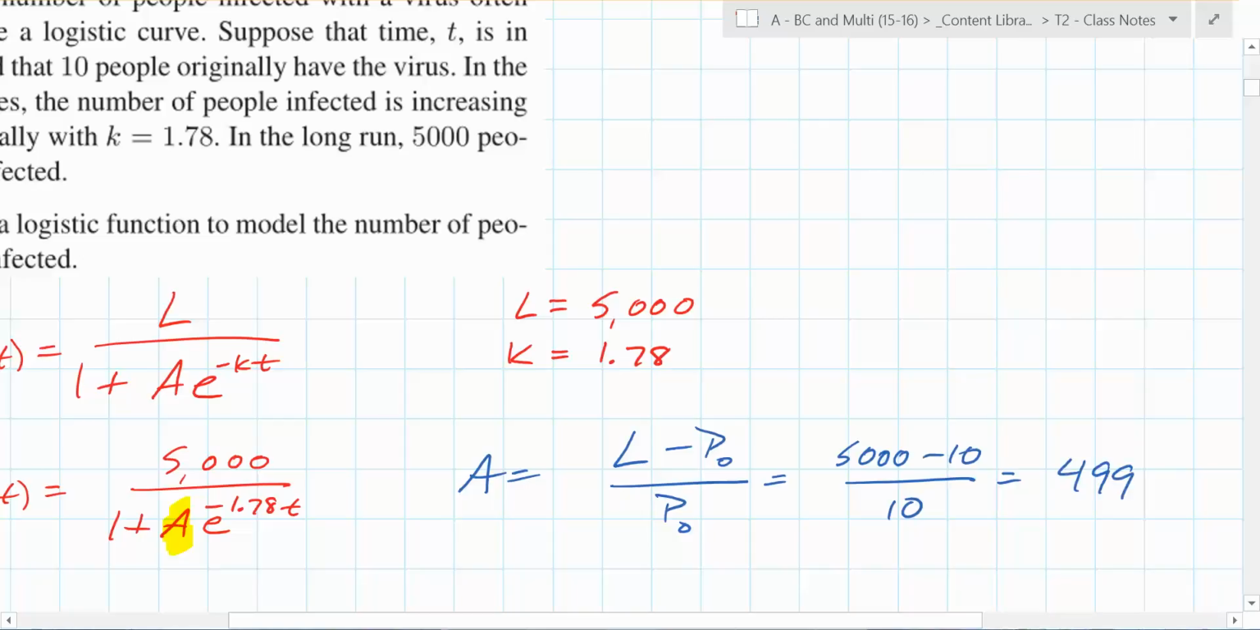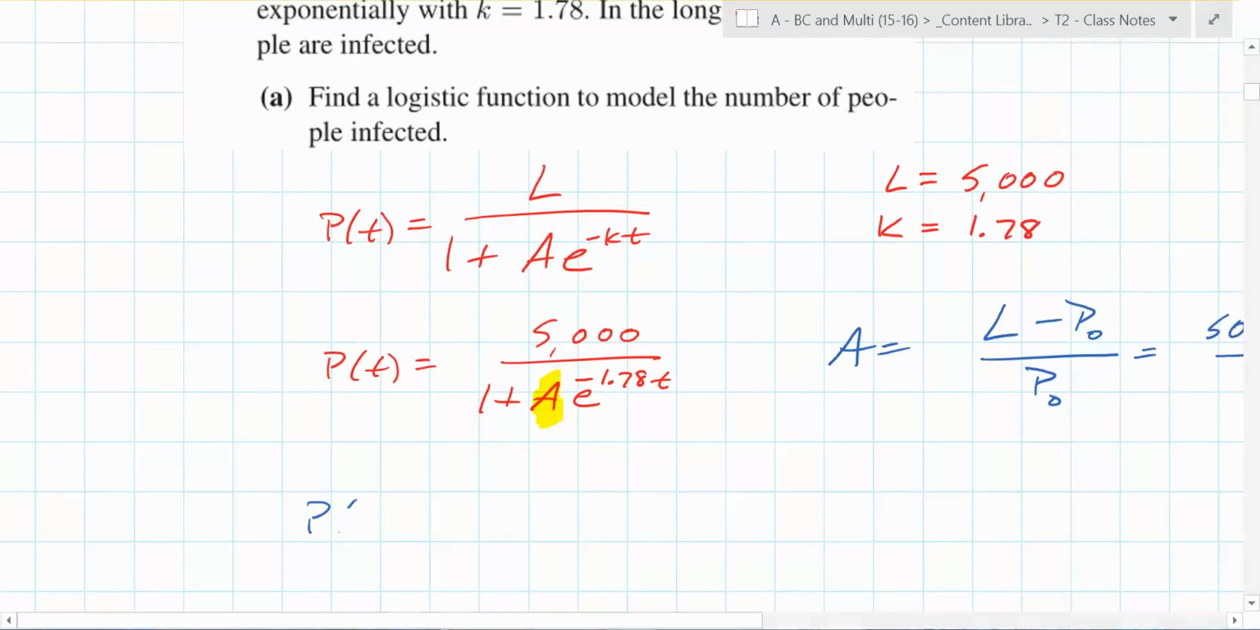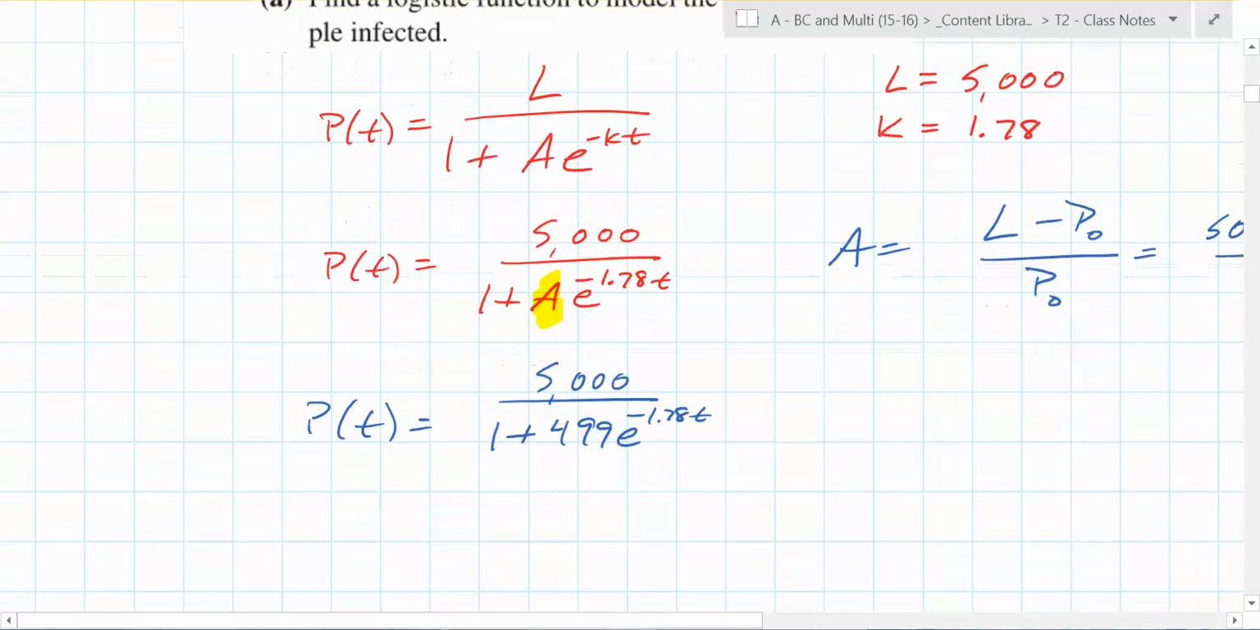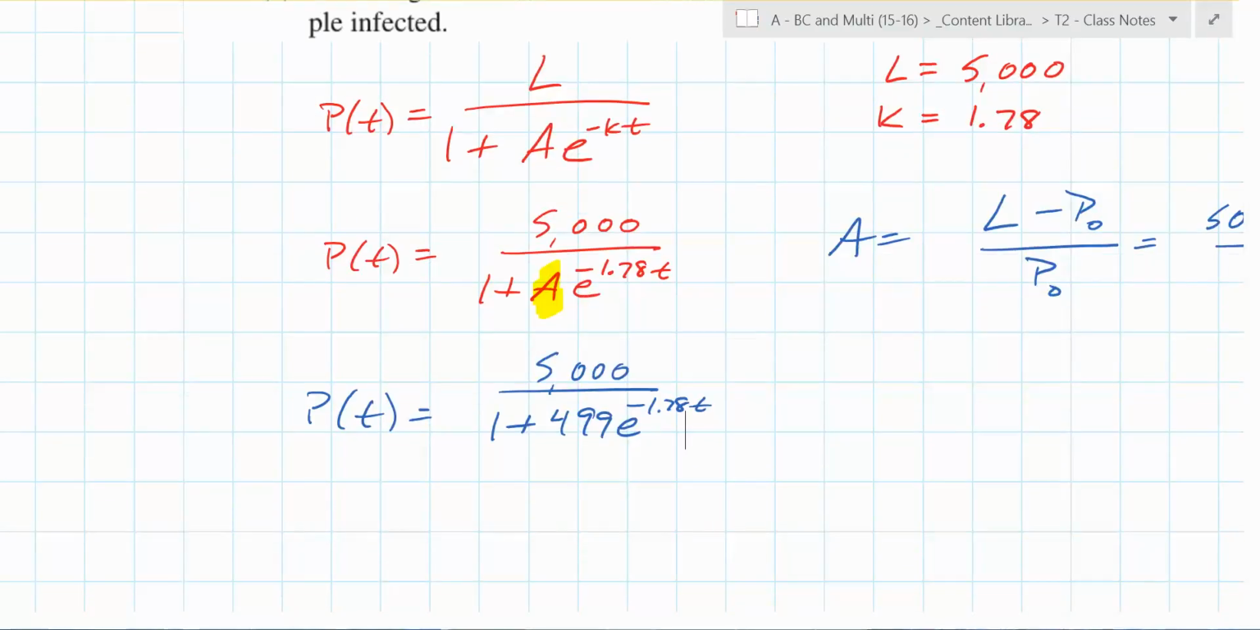499? So we end up with P of t equals 5,000 over 1 plus 499 e to the negative 1.78 t. Yeah, I got it now because I didn't know how. You got that? Is that good now? Cool.